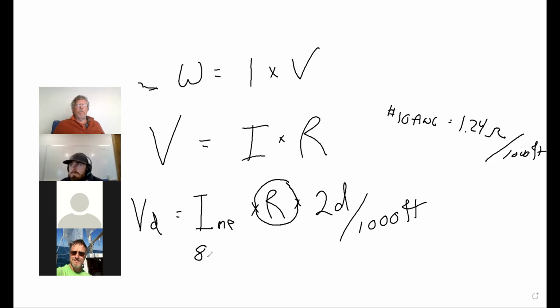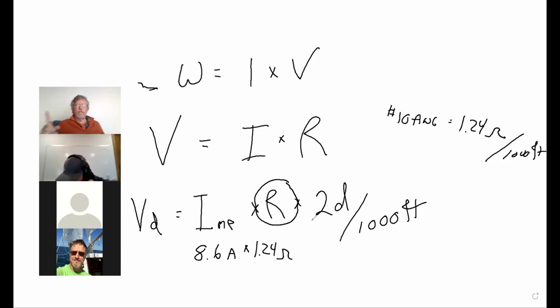So in this case, I might put 8.6 amps. I got that off the panel. I'm using 10 gauge wire, so I'm going to use 1.24 ohms. 1.24 ohms here, but that's per 1,000 feet. So now I need to know how many feet my run is. Well, let's say that the run is 250 feet. I use twice the distance.